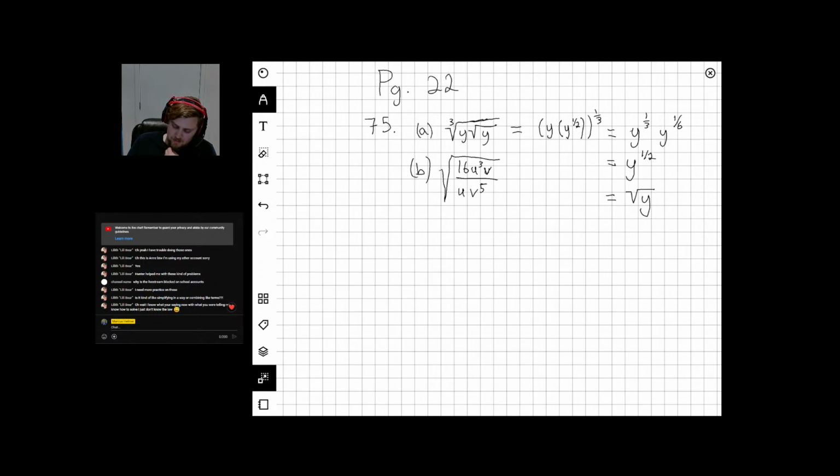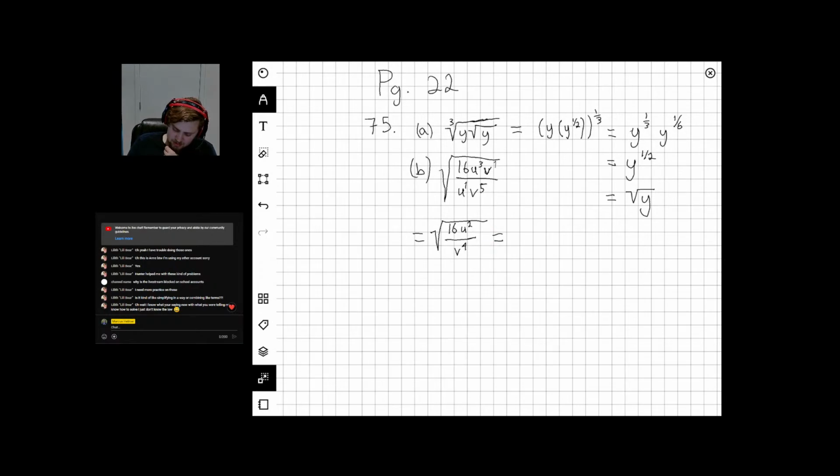Okay. So let's look at b. I've got this radical. I'm going to rewrite it as a power. Or actually, before I even do that, I look at the inside and I see there's some stuff that I can cancel. So this is u1, this is v1. v5 is the same as v4 times v1. So I can cancel one of the v's and I can cancel one of the u's to get what? The square root of 16 over u squared v to the 4th.